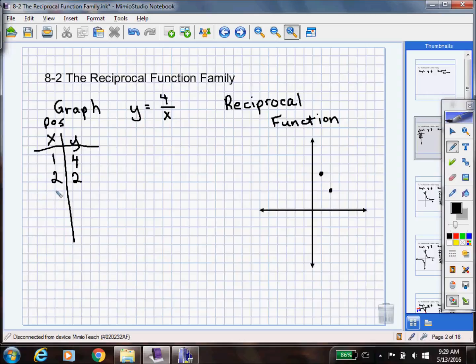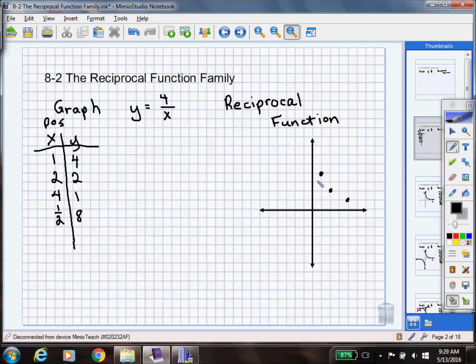When x is 4, we do 4 divided by 4, and we get 1. And then you go ahead and graph that point. Then we can think about maybe some numbers down the line just a little bit. If we were to plug in possibly a half, 4 divided by a half actually turns out to be 8. What we notice is that the products always come out to be the same number. These products are always 4.